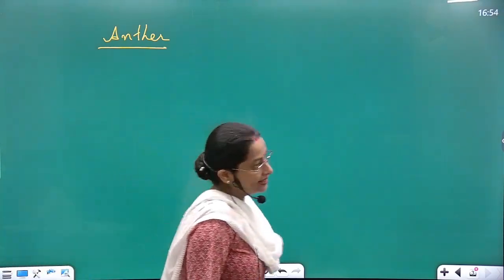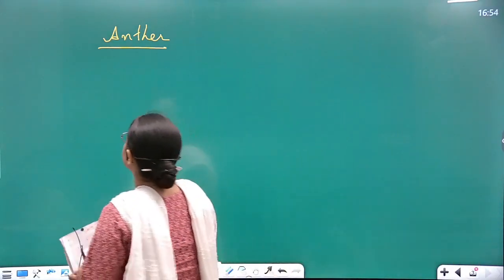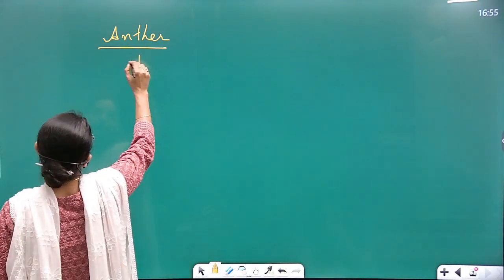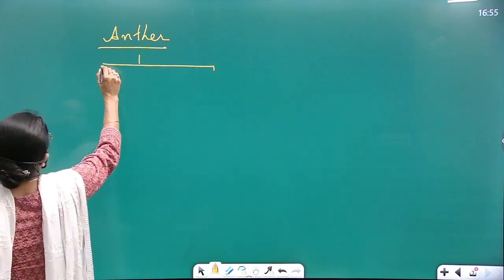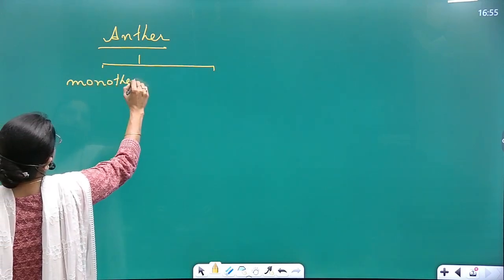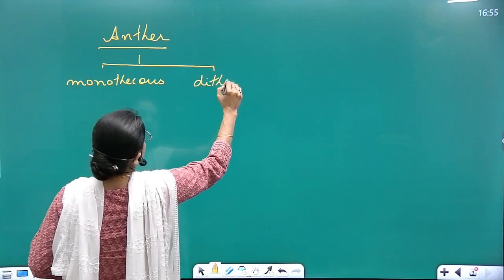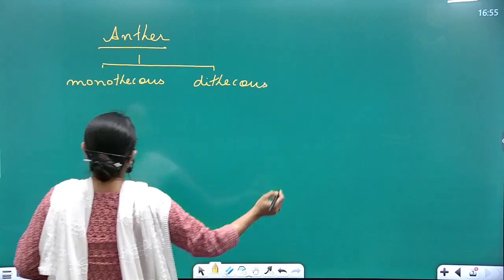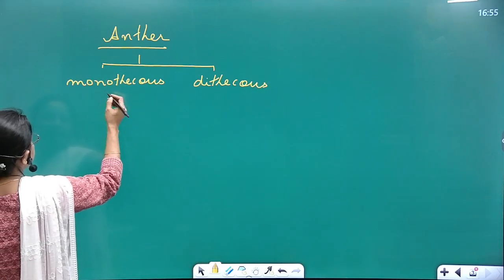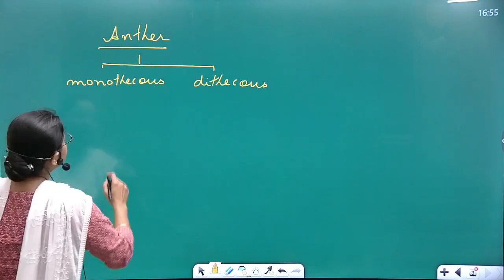With the word anther, two words are related, a monothecous anther and a dithecous anther. Anther, two types. Right? Monothecous anther. Mono means what? Single. Di means two, right?